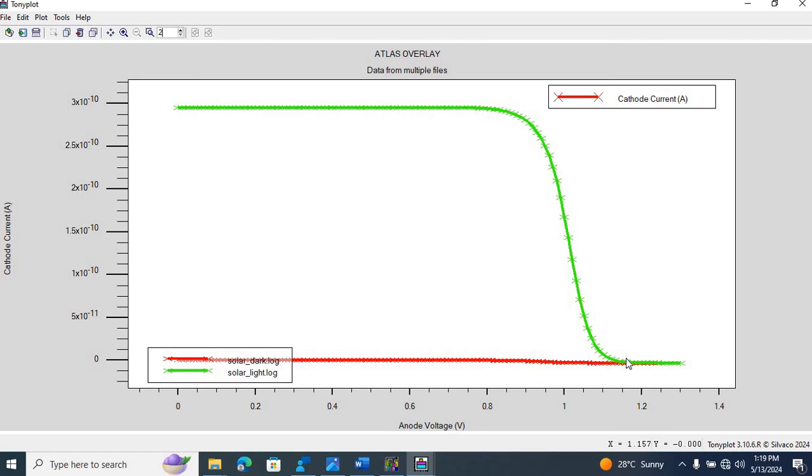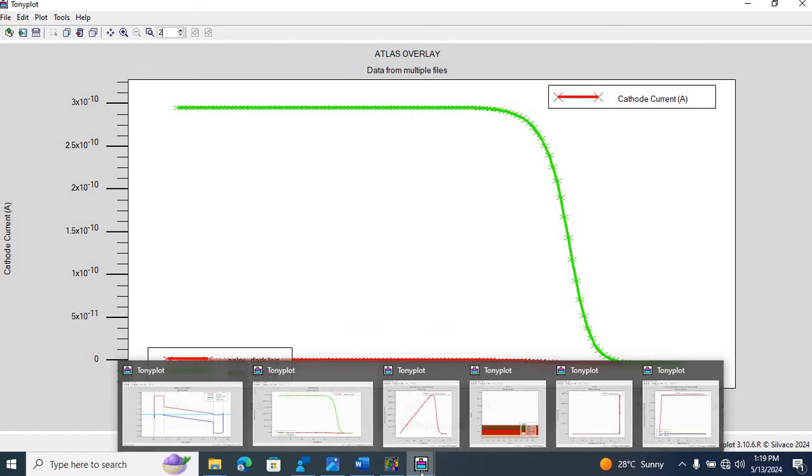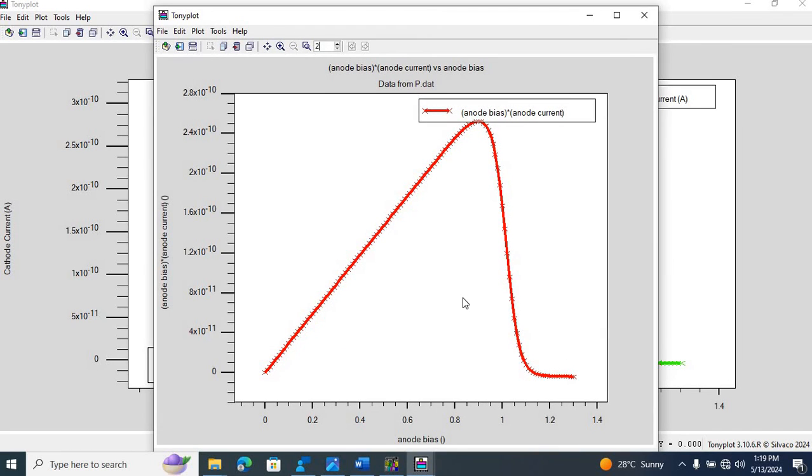So the open circuit voltage is going to be around 1.1, or slightly more than 1.1, close to 1.2. Similarly, the short circuit current is going to be around 3 times 10 to the power minus 10 amps. We can also look at the power curve, which is the product of V and I, and we see a maximum power around 0.85 volts.